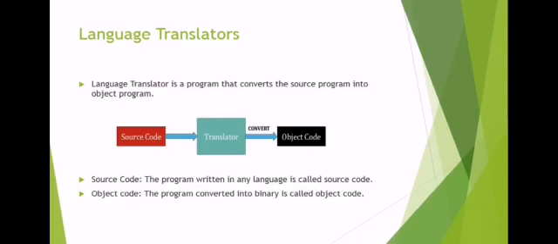Object code would be the converted form into binary. For example, any program written in C language will be converted by the translator program. The converted form of that program is called object code.